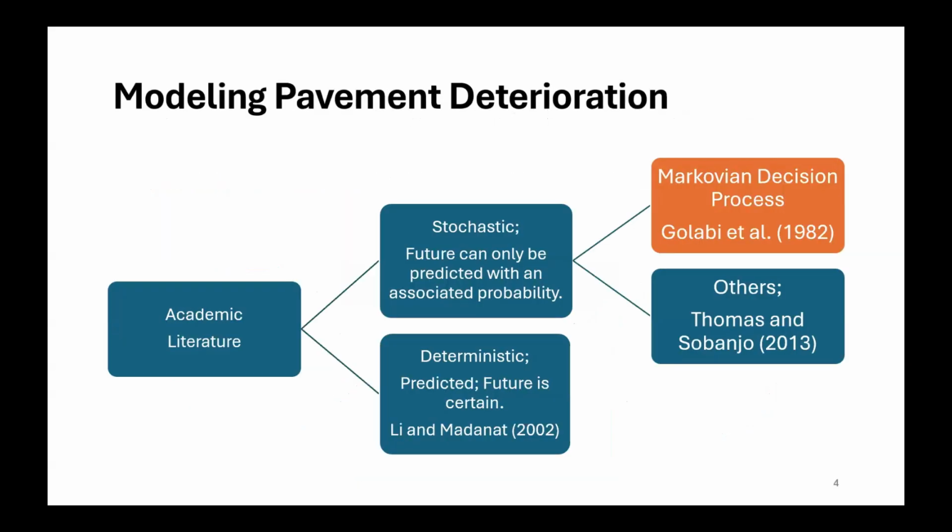Now, pavement deterioration itself, how can we model it? In academic literature, you can ask this question: if you want to know the future, do I know the future exactly, or can I just give a general idea of what's the most likely future? If you can predict the future exactly, that's a deterministic approach. And if you can just assign a probability to many different possibilities, then that would be the stochastic approach.